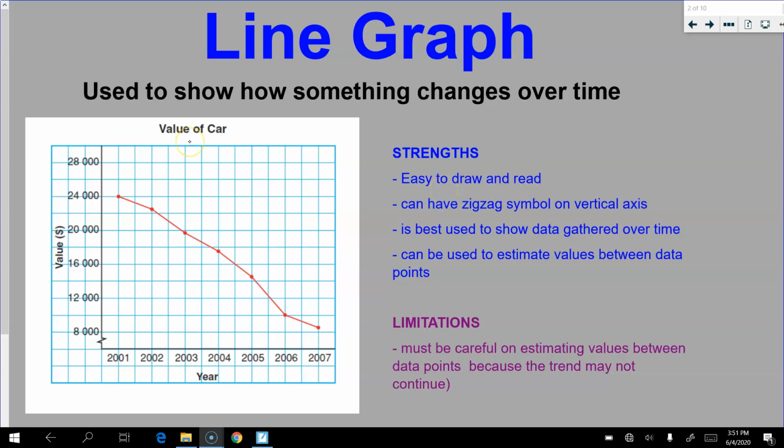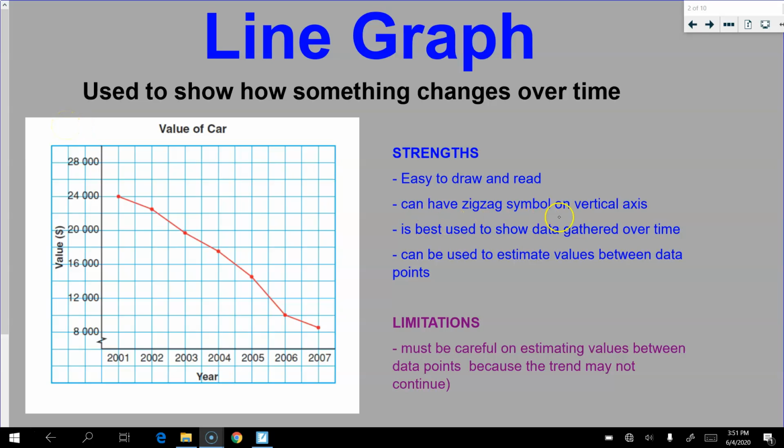So when you are actually drawing a graph, make sure you've got a title of what your graph is about. So this graph tells me the value of a car. It tells me the years because this is labeled. If I just throw numbers on there, you can't have people assuming what that means. And it tells me the value in money amounts, and it's going up by $4,000, equally up the side.